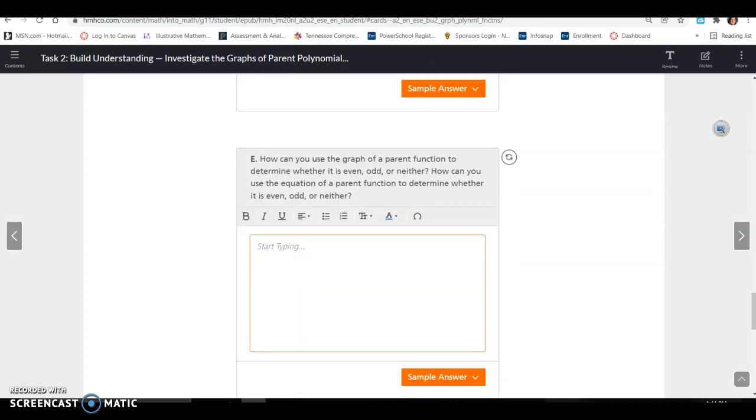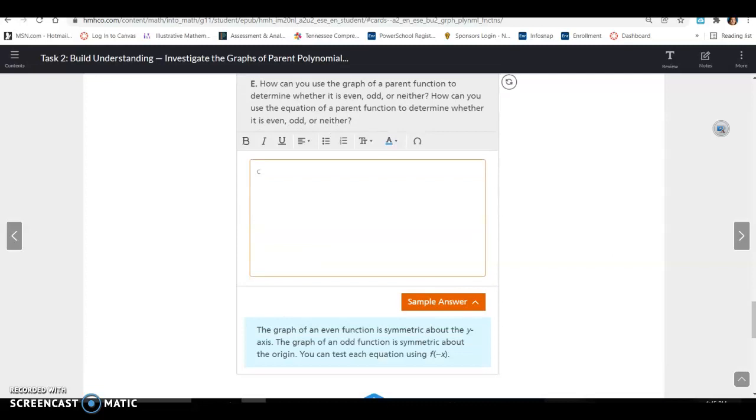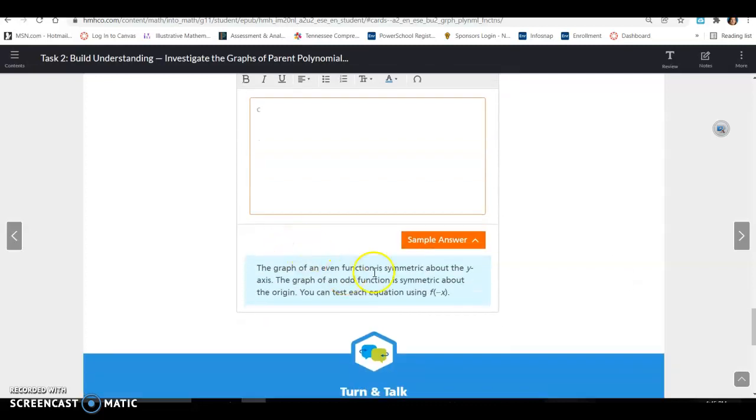How can you use the graph of a parent function to determine whether it's even, odd, or neither? How can you use the equation of a parent function to determine whether it is even, odd, or neither? Well, you're going to see if it reflects across the y-axis or the x-axis. So the graph is even if it's symmetric about the y-axis. The graph of an odd function is symmetric about the origin. You can test each of these using f of negative x.